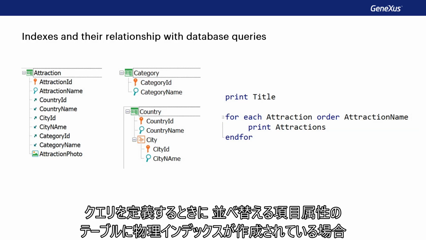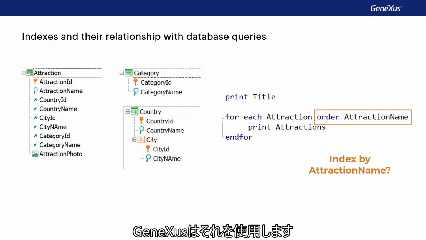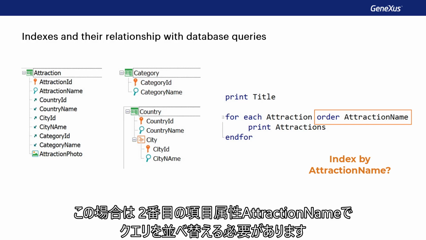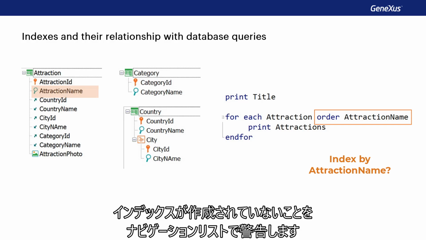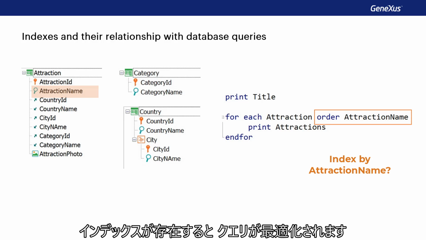When a query is defined, if there's a physical index created in the table for the attribute to order by, GeneXus will use it. In this case, the query has to be ordered by a secondary attribute, attraction name. GeneXus warns us in the navigation list, as we've seen, that an index hasn't been created. The existence of an index would optimize the query.